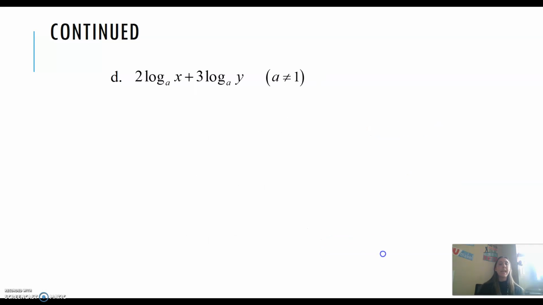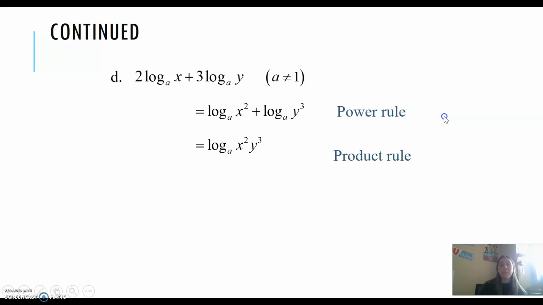All right, now we're going to start expanded and go backwards. The first thing I want to do is apply the reverse power rule, which is going to make the 2 and the 3 into exponents right here. So the 2 moved back here and the 3 moved here. Then I want to do the product rule, which says that I'm going to multiply these if I'm adding them. And then that's as far as we can go.